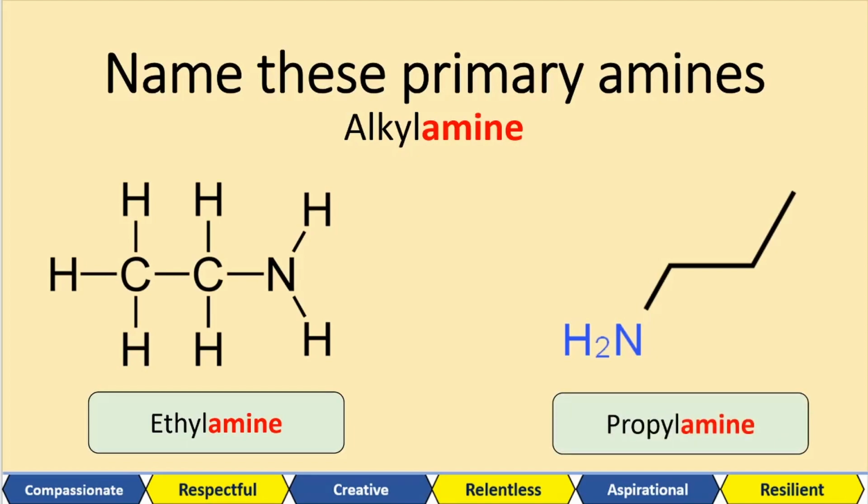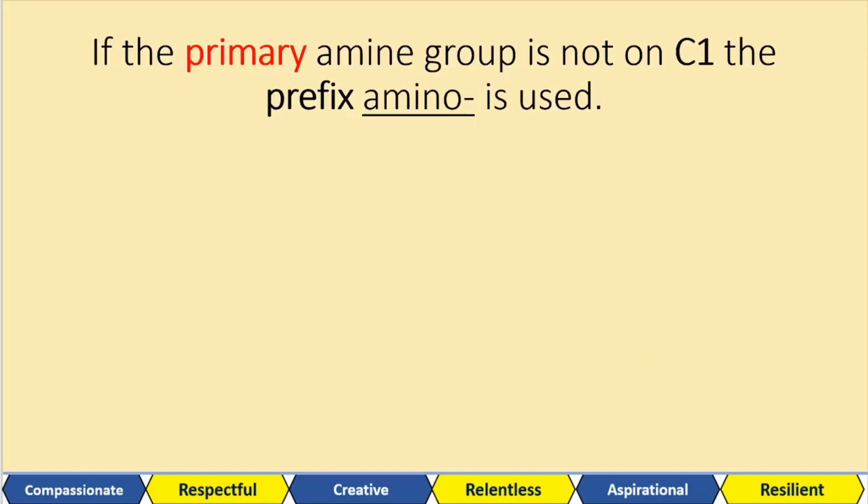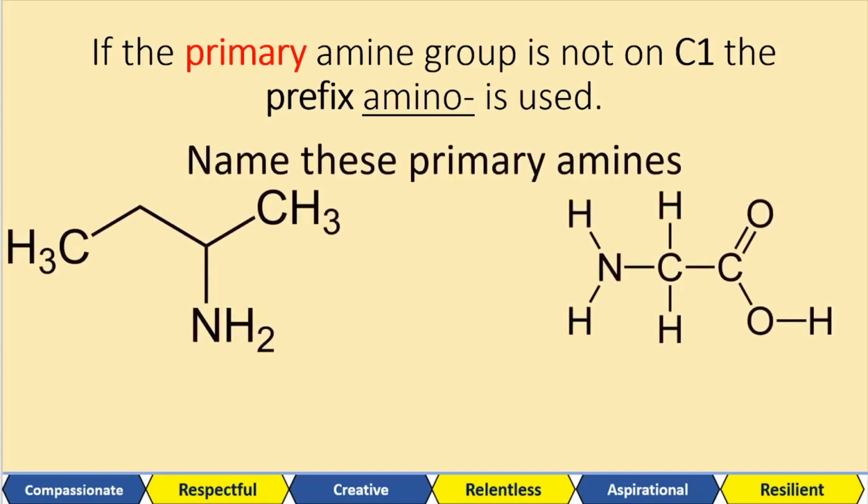Pretty straightforward. It gets a little bit complicated if the primary amine group is not on C1. So when the primary amine is not on the first carbon, we use the prefix amino instead. Have a go at these primary amines now.